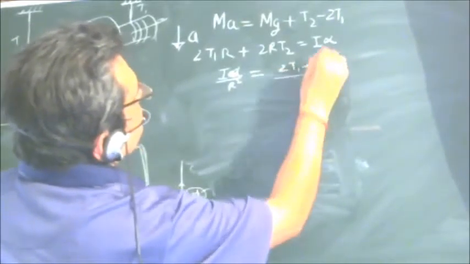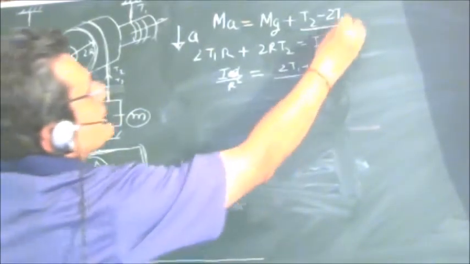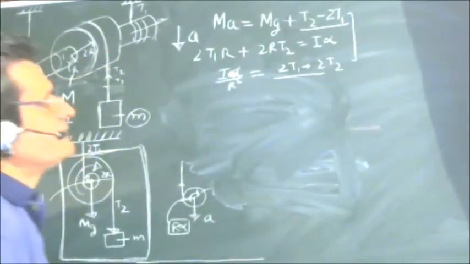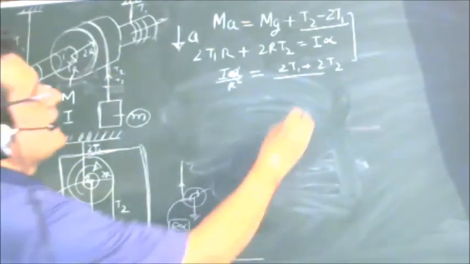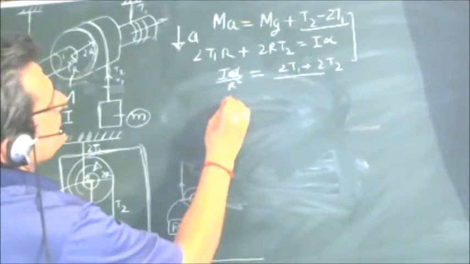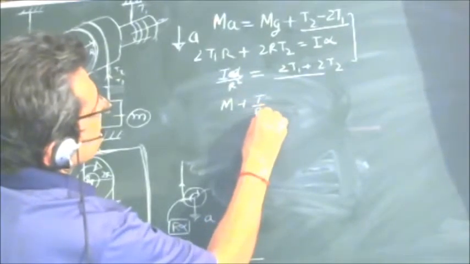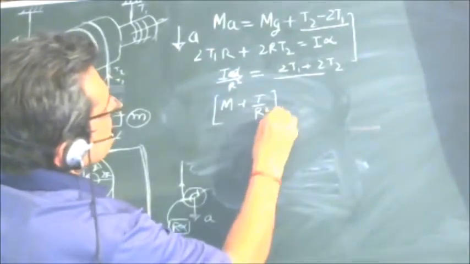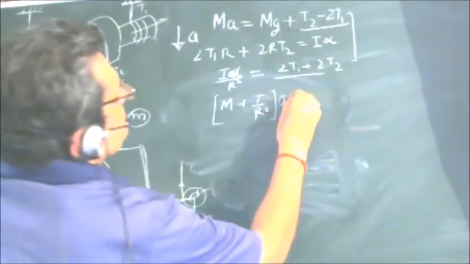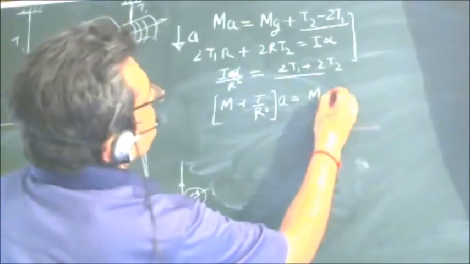In such equations, try to get the equation of motion for the angular movement part and also the linear movement part, and then get an equation by which you can at least eliminate one variable. So we will add these two equations, so T1 gets eliminated. When we add this, it becomes M plus I upon r squared, into a, is equal to Mg plus 3T2.